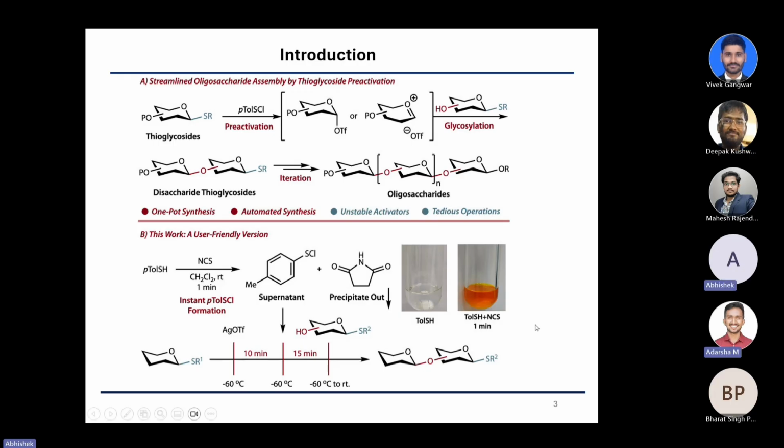I don't think so. The supernatant they are adding to the reaction mixture itself. No, they are adding the supernatant dropwise, like here they are showing now. So this succinimide is going to precipitate out, and whatever the compound is on top, they are adding dropwise. They mentioned that, I read that they are adding dropwise. So it's like we are making the promoter system immediately and using it, meaning separately making it and adding to the reaction mixture.